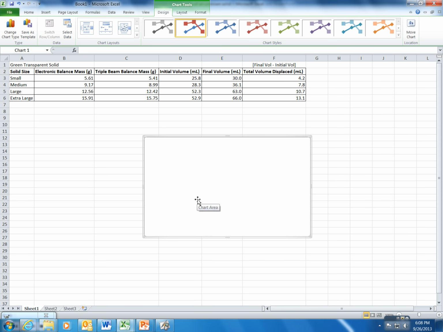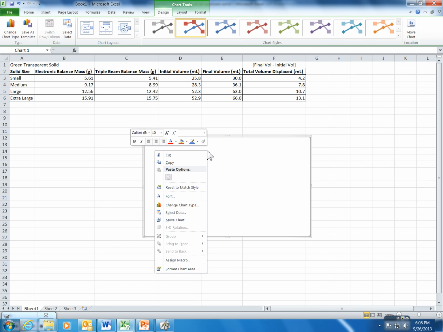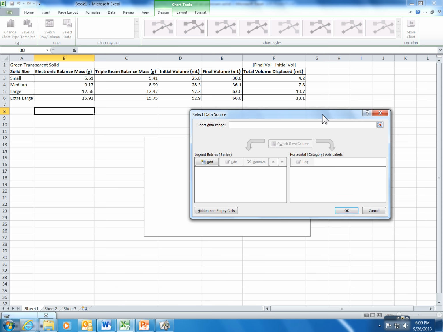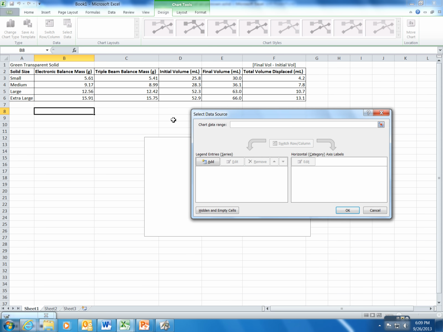So if I click on the chart, I can either click select data up here, right here, or I can right click on my chart area and press select data from down here. But this is just me saying, all right, I have this blank chart, now I'm telling Excel where I want it to get the data from to make the chart out of. And so when I press that, I get this pop-up window, and I'm going to move that out of the way so I can easily see what I need.